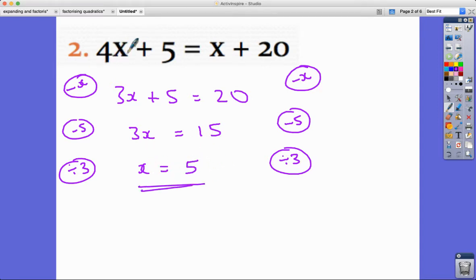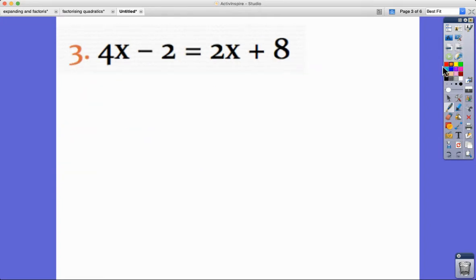And we can go check it again. 4 times 5 is 20. Add 5 is 25. And 5 plus 20 is 25. Correct. All right, let's go and do another one. This time, okay, it's not as samey as the last couple. Okay, so we've got 4x and 2x. Positive 2x is the lowest of the two, so we're going to do the inverse of that and subtract 2x.